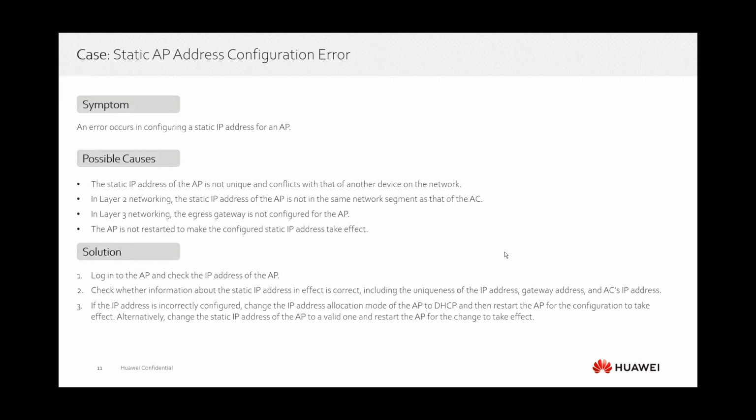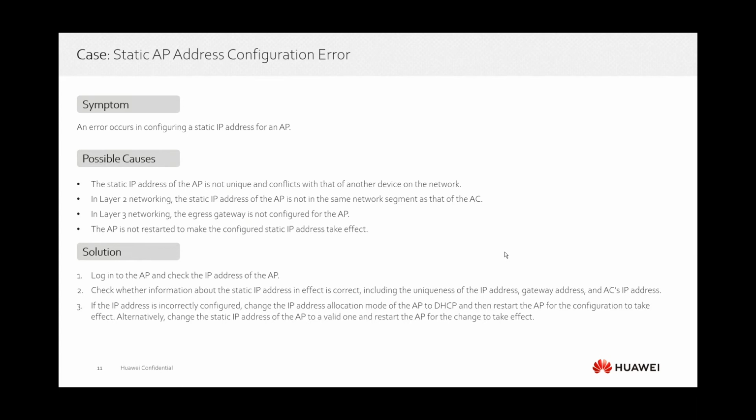And in layer 3 networking, the egress gateway is not configured for the AP, and the AP is not restarted to make the configured static IP address take effect. That is also a very possible cause. So remember to restart your AP each time you change something.